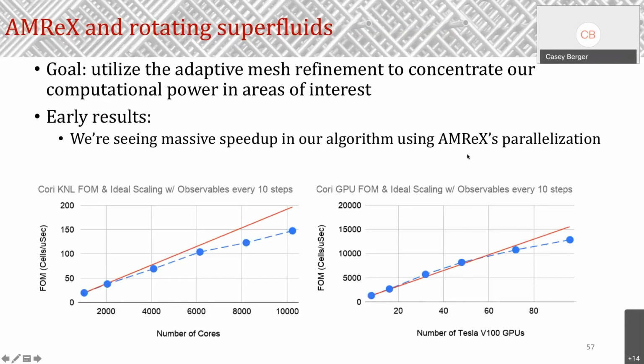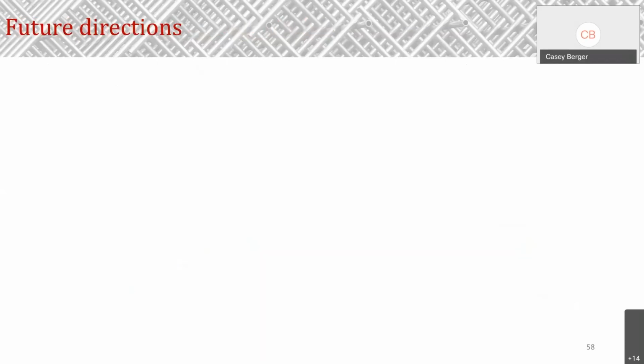So saving these observables every 10 steps is a lot more frequently than we need to. We're still seeing very good scaling. On the left, we actually have the CPU scaling, and on the right, GPU scaling is even better. And this is actually even before applying the adaptive mesh. So this is just putting a completely uniform lattice in AMReX and then using their parallelization. So this is a really appropriate problem to use this method for. And I'm very excited to be moving forward with this.